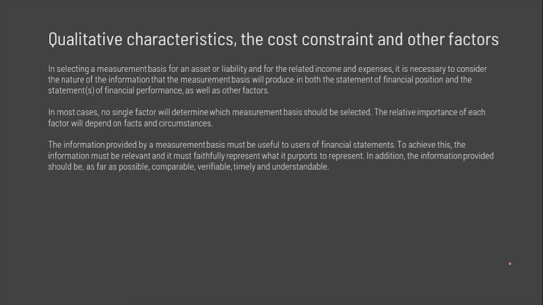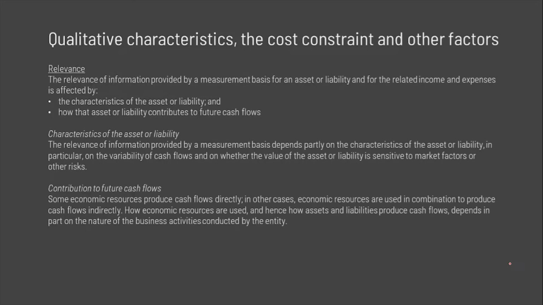An entity also considers whether the information provided by a particular measurement basis is useful. Information is useful if it is relevant and faithfully represented, and as far as possible, comparable, verifiable, timely, and understandable. The relevance of information is affected by, first, the characteristics of the asset or liability. Next is how the asset or liability contributes to the future cash flows.